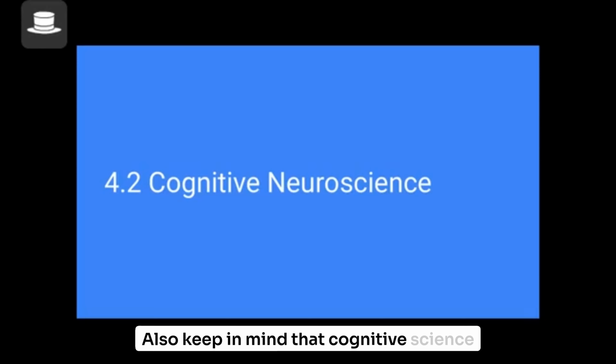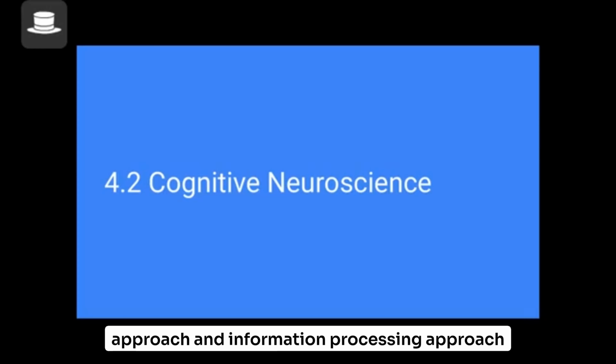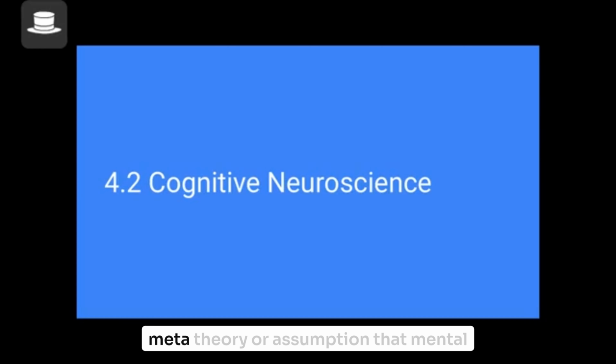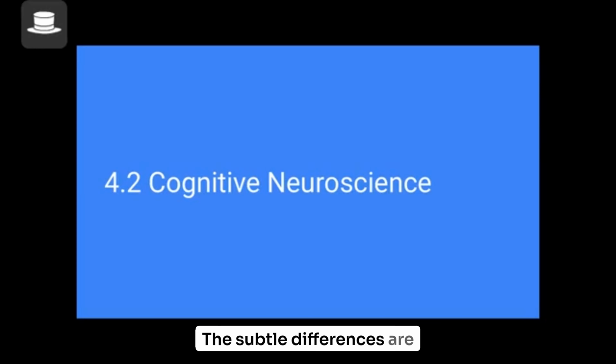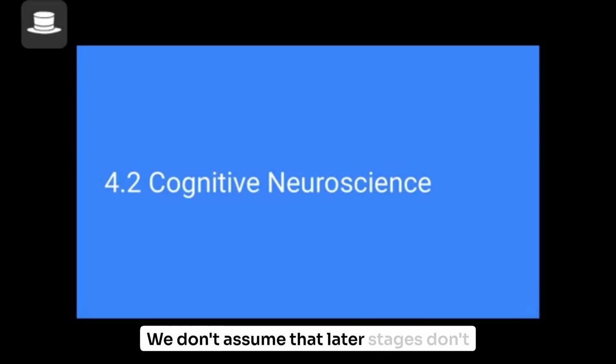Also keep in mind that the cognitive science approach and the information processing approach both have the same three basic fundamental meta-theory assumptions: that mental processes exist, that we can objectively study mental processes, and that we are information processing systems. The subtle differences are that we don't assume that things are sequential anymore, and we don't assume that later stages don't affect earlier stages. In addition, we have made cognitive science a more multidisciplinary approach with additional methodologies, like the ones we discussed: verbal protocols, computer programming, and physiological or neuroscience methodologies.